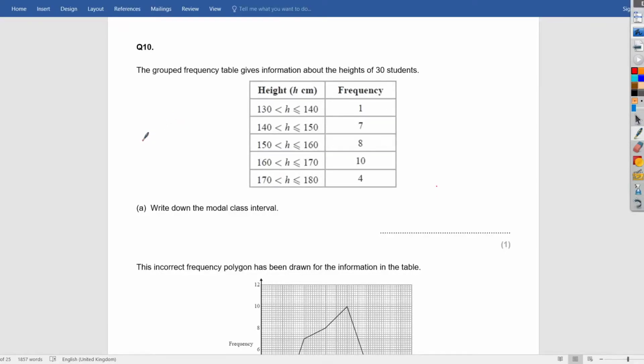Continue with Higher Unit 3, question 10. Okay, let's have a quick read. The grouped frequency table gives information about the heights of 30 students. Write down the modal class interval. Again, look for the highest frequency. Now it's not 10 that is the answer, that is the highest frequency, but the modal class interval is this. It's h, height, which is less than or equal to 170 but greater than 160. So that's what you should write on the dotted line.